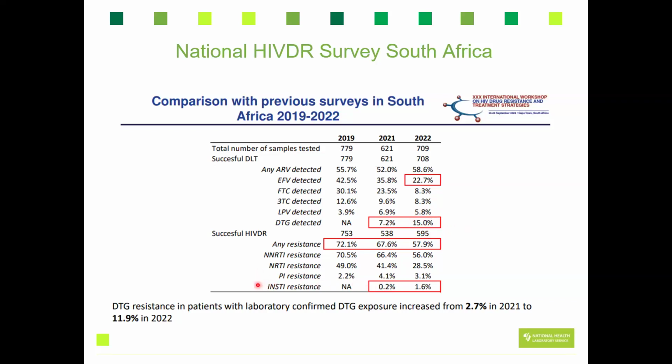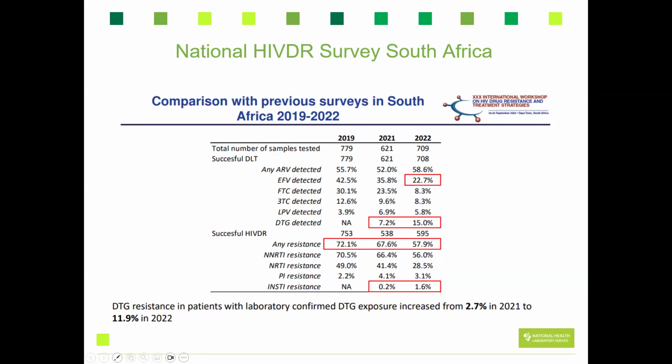What I do want to point out is that in 2019, we didn't do integrase testing because there were no patients on, or very few patients on DTG. In 2021, 0.2% with resistance, 2022, 1.6% with resistance. That was from all the samples. However, if we look at those with confirmed DTG exposure, so we do find DTG levels in the sample, it went from 2.7% in 2021 to almost 12% in 2022. Okay. I can tell you for 2023, it's not going to 22%. So it's not as steep as what it was.